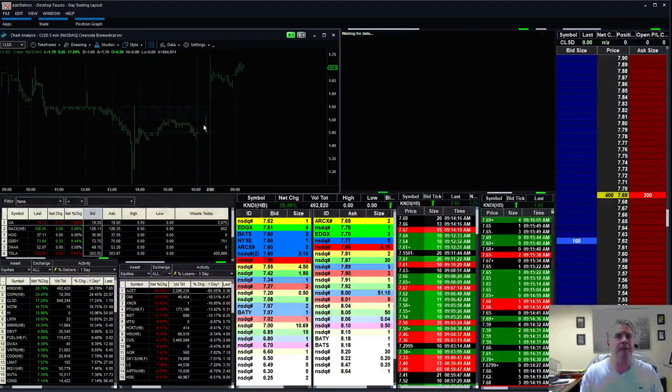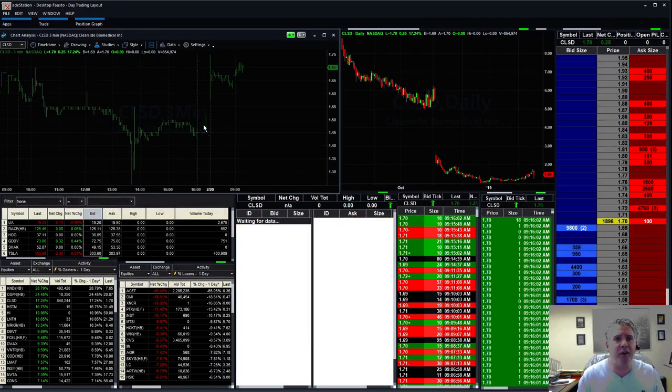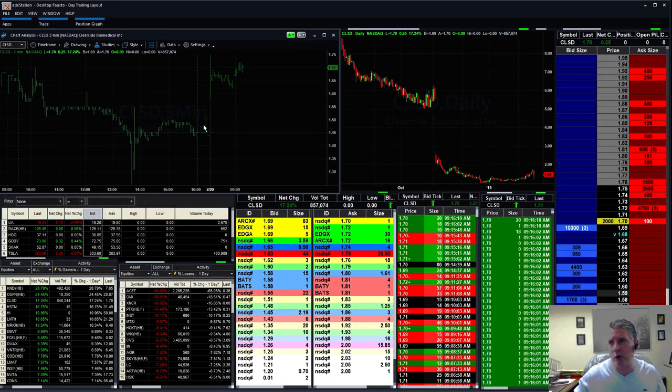CLSD, another one that I found that's moving pretty nicely. Great iceberg orders. Look at that 10,000 share buyer just sitting at $1.60. This stock got destroyed. You could see it from $6, gap down, went all the way down to almost a dollar, built a little bit of a flag.